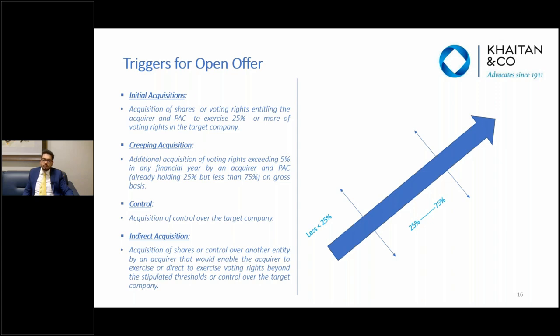And the last one is indirect acquisition, which particularly we've seen instances of in global acquisitions, where an entity is acquired in an overseas offshore jurisdiction, and it has multiple layers, but it happens to somewhere have an Indian listed company where it is disclosed as a promoter or promoter group, or has shareholding beyond the 25% threshold.